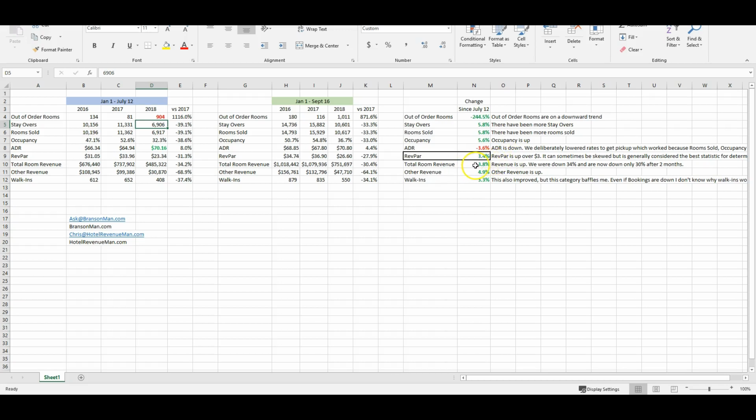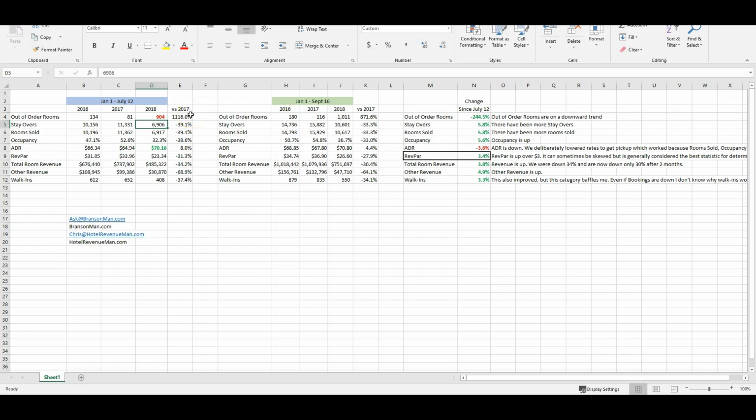Total room revenue is headed 3.8% in a good direction. It's still down almost a third, but it went from down 34% to down 30%. So it's better. Other revenue was up, walk-ins were up. So I'm not sure what all of that means. But this is leading to another conversation. In just a minute, I'm going to make another video.